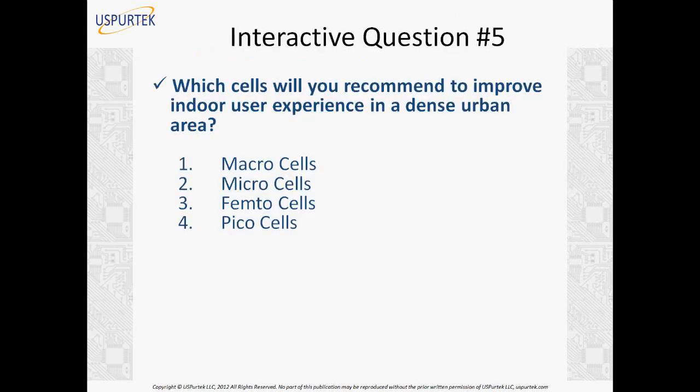Now, let's pause for a while for this question. Try to answer this. Which cells will you recommend to improve indoor user experience in a dense urban area? Macro cells, micro cells, femtocells, or picocells? Just take a second and type your answer. Yes, so femto and pico both. That is the right answer. For indoor user experience, you have to use these two types of cell structures, femtocells and picocells.